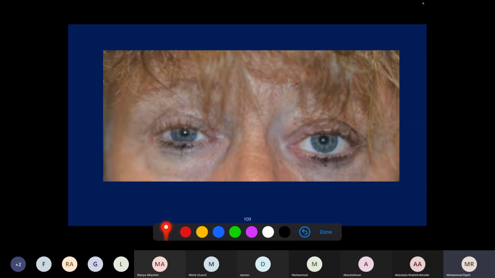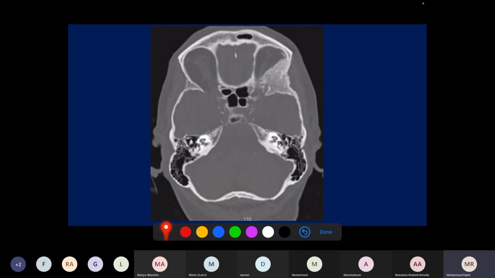Again, this is mechanical ptosis with some dystopia. Scenario usually middle-aged female, and you can see the hyperostosis. Do you know what other entities cause hyperostosis? Anyone?